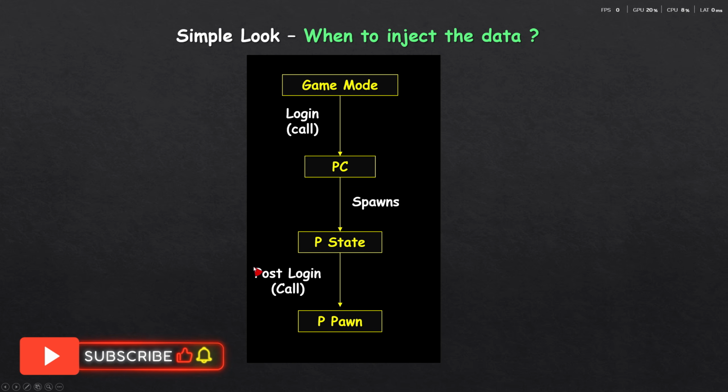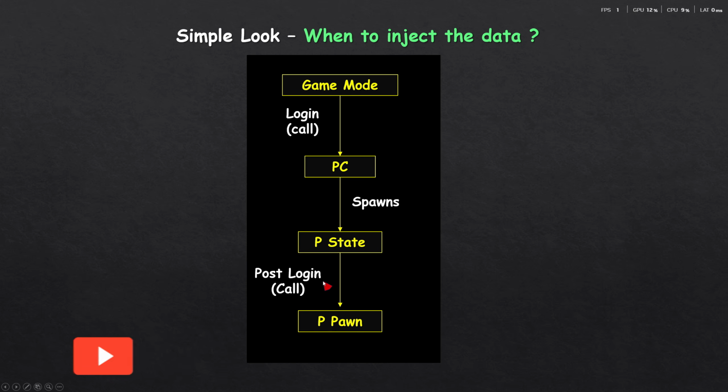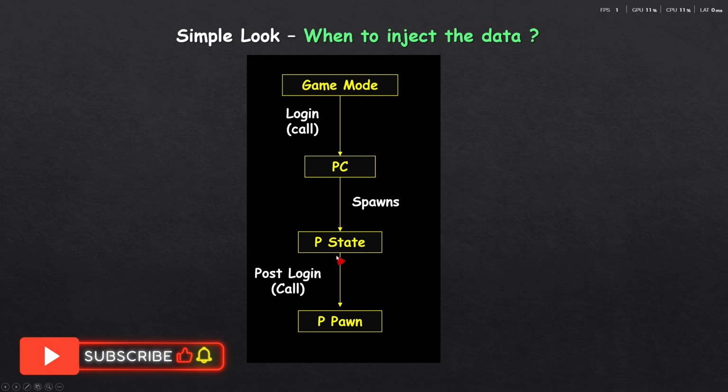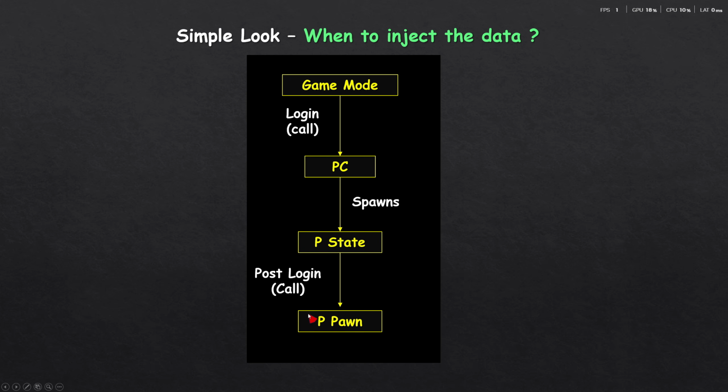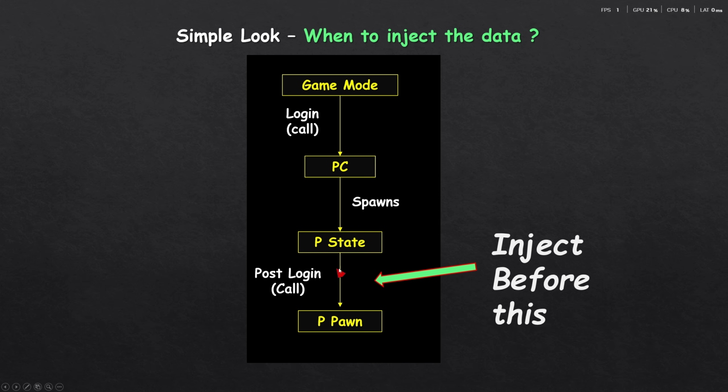Okay, so right before this post login implementation, we will add our custom logic that will add the data in the player state, and post that the player pawn will be created, so that once the pawn is created, all the other components can request the data and the data will be available in the player state. So you are going to inject here before this post login. Okay, so you understood how the data is going to be loaded, how you are going to inject it.